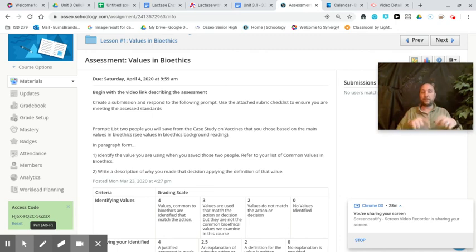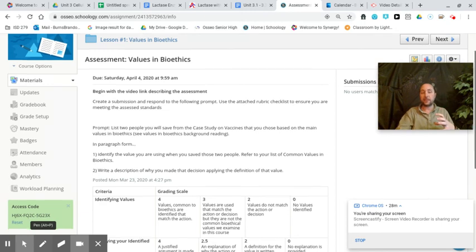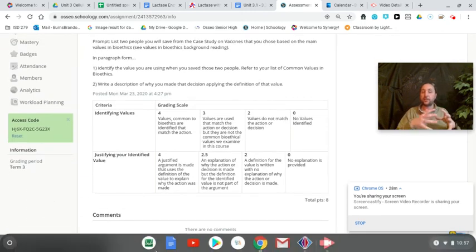It's going to be in paragraph form. So it's going to take a couple sentences to do this. And you should use this rubric. This is the rubric that we'll use throughout the course, or part of the rubric, where you identify a value. It's got to be a common value to bioethics. And then your argument has to use the definition of the value and examples from the real case.